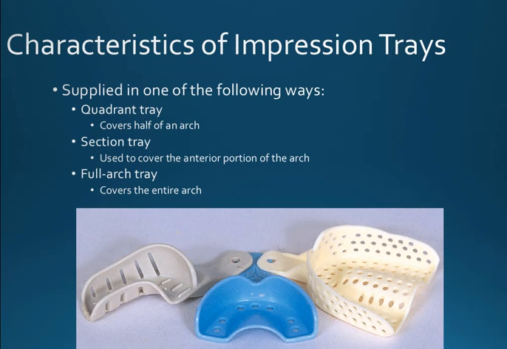Now, why you're making the impression is really important as far as your tray selection goes. We have quadrant trays that cover approximately half the arch, and a sectional tray, which is commonly the anterior portion of the arch. These two trays are great for making provisionals. So if you're making a crown or a bridge, depending on where it's located, these two trays would be your best bet to take an impression. The last one, on the far right, is a full arch tray. This would be great for making custom trays, orthodontic appliances, and again, those diagnostic models.